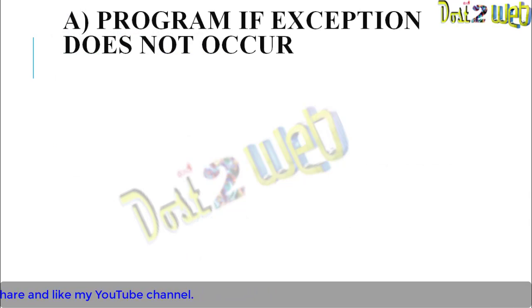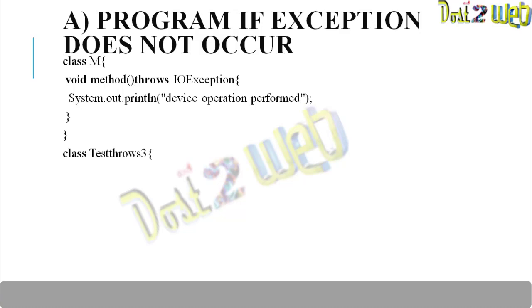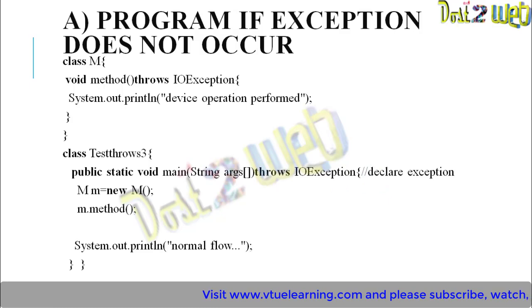Now a program where the exception does not occur. In a similar way you write the class with the same method, you can see I am writing the same program. Here I am writing device operation performed. Go to create the main method, create the object, call the method. You can see what we are doing in the main method: public static void main, String arguments, throws IOException. That means you are declaring the exception here, and then the normal flow and exit.